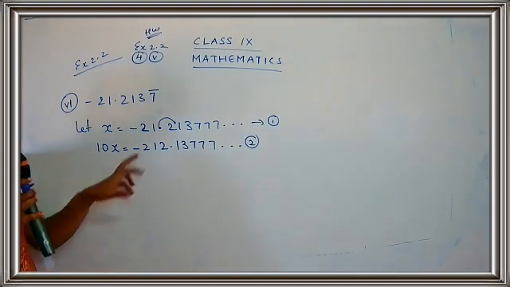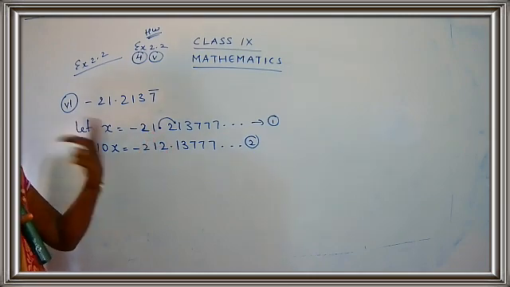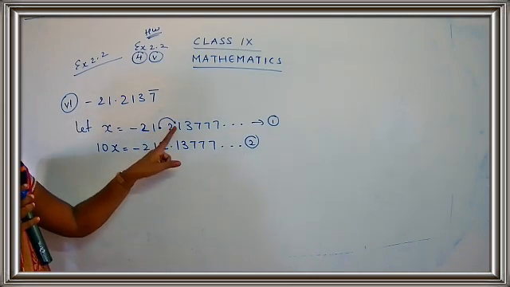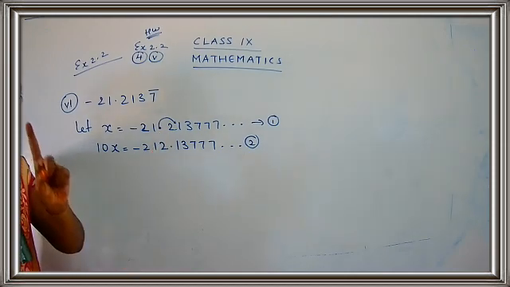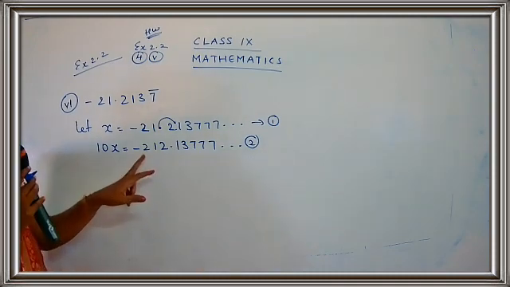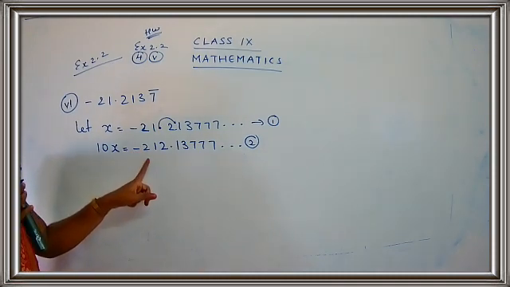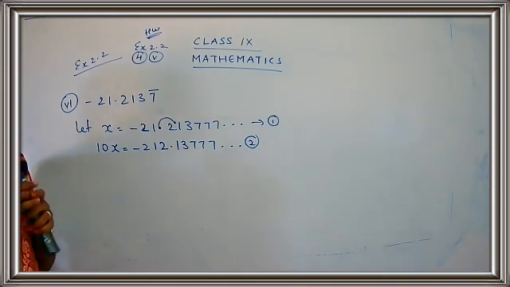Are you clear, children? Where was the point? The point was after 1. Now where will the point go? The point will go after 2. How many places is it going to shift? It is going to shift 1 place ahead, 1 place to the right side. So I get minus 212.1377. I told you one method to check.